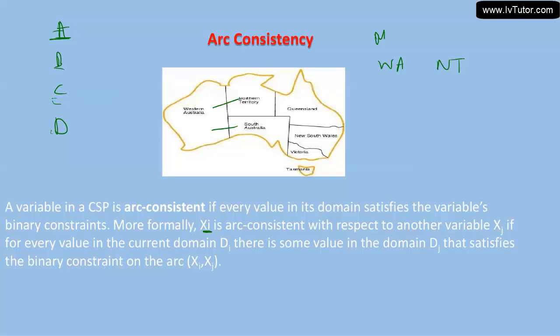So we also have Western Australia related to South Australia. These are all the territories that have a direct relationship with Western Australia. So for Western Australia to satisfy our consistency, it needs to have in its domain elements to choose from, and make sure there are enough elements left for allocation for the other two.